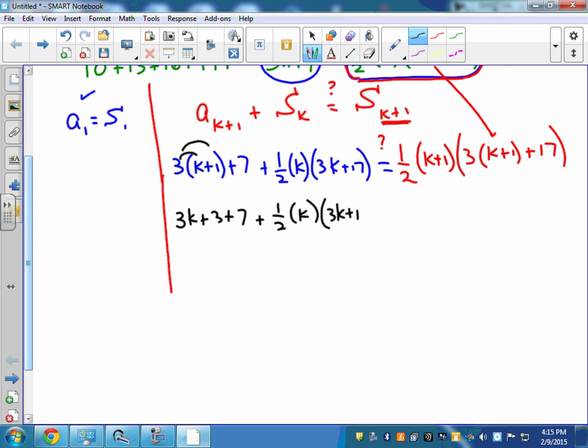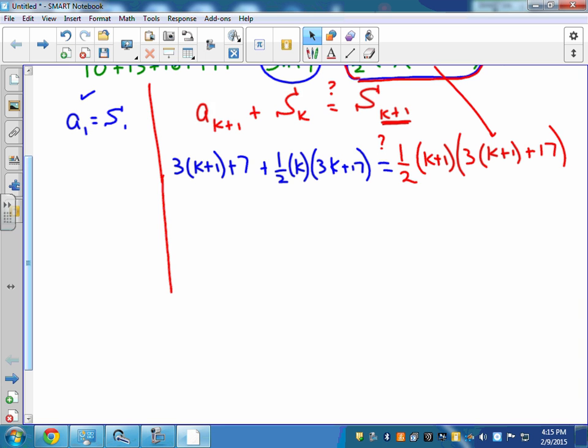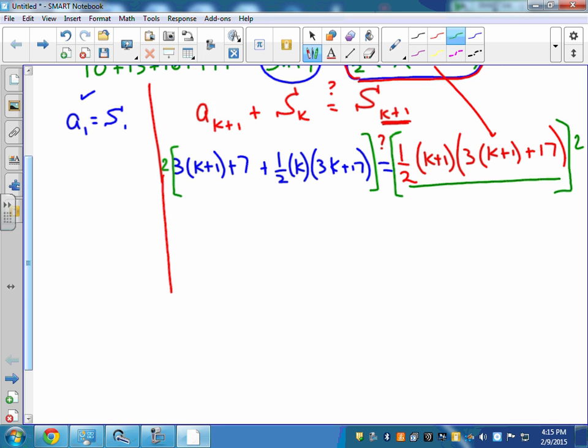In fact, let me back up here. You know, before I even distribute, I don't like these fractions, and you probably don't like these fractions either. Let's multiply both sides of this equation by 2. By multiplying by 2, we should clear the fractions, right? So every term we multiply by 2. Well, this is all one term. This is all multiplied together. So when you multiply by 2, that just wipes out the 1/2. And you simply get k plus 1 times 3, and I suppose I could do this, 3k plus 3 plus 17.